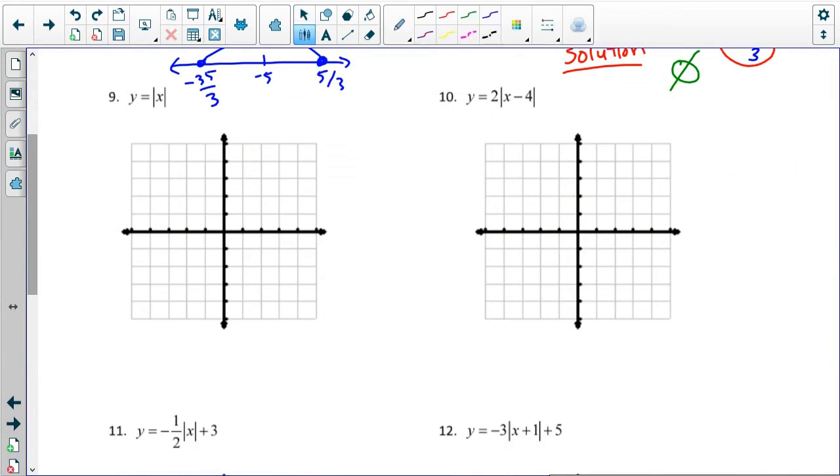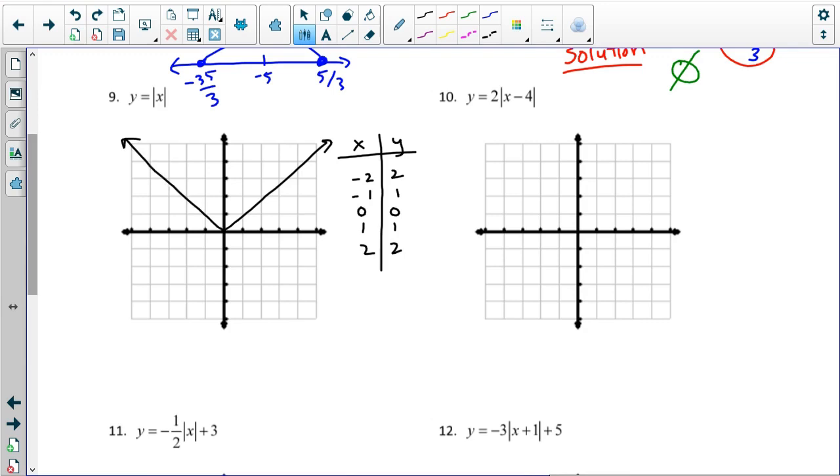Number 9, absolute value graphing. So if I plot some points, it's very clear that absolute value graphs end up looking like V's. Okay, so it ends up looking kind of like a V. What we have to understand is that if I substitute 4 in for x here, 4 minus 4 gives me 0. So 2 times 0 gives me 0 for y. If I substitute 5 in for x, I get 5 minus 4, which is 1, times 2 gives me 2.